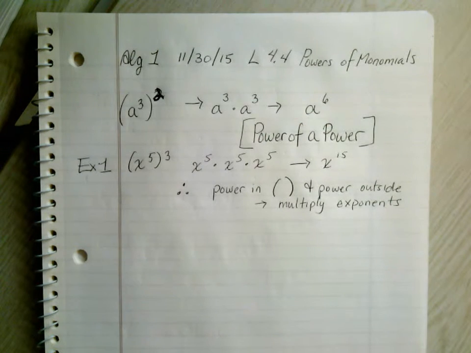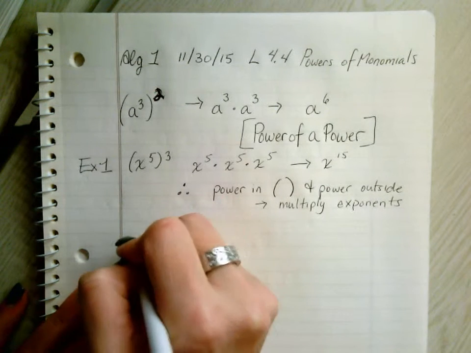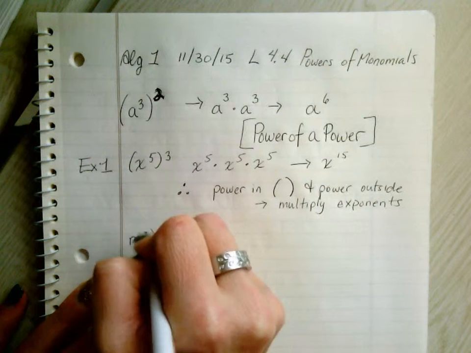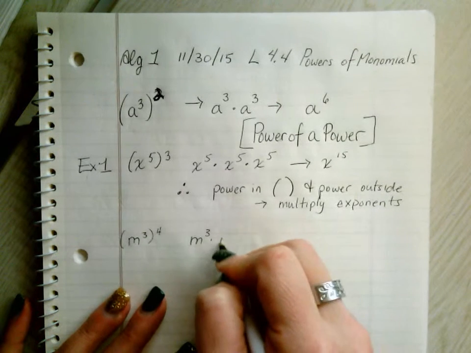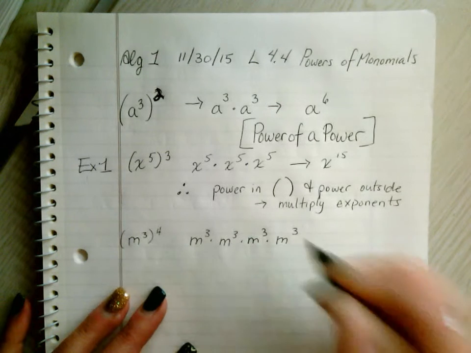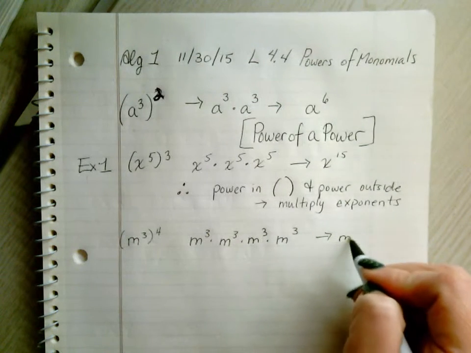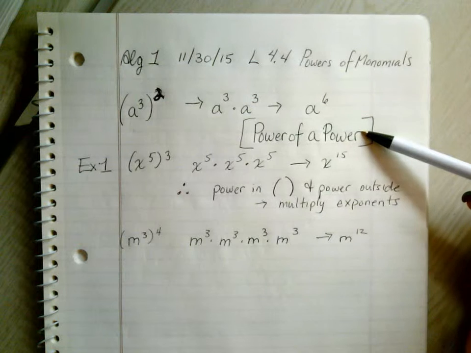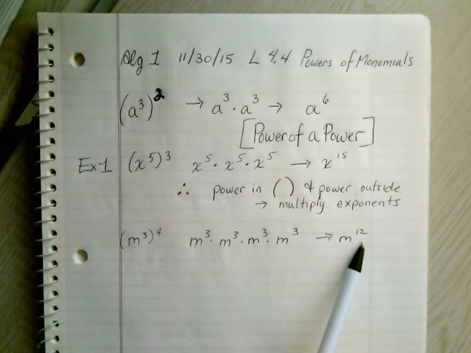Okay, I want to do a couple more examples just so that you guys feel comfortable. I've got, this is not in your book, m to the third 4 times. Now I can write it out. Once, twice, 3 times, 4 times, and then you would say, well then it's 3, 6, 9, 12, and you'd be right. But using the rule, you could simply multiply 3 times 4 and you would come up with the 12.